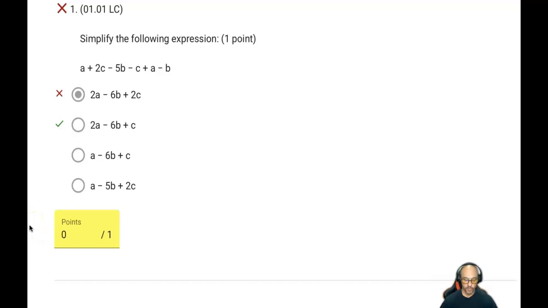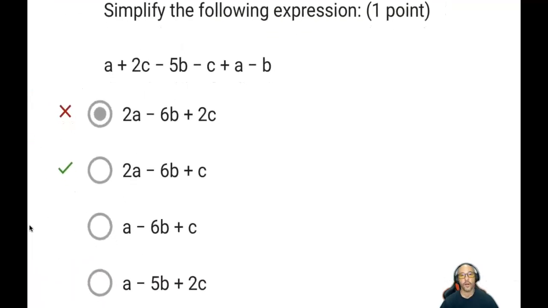All right, so I'm going to go over some of the problems here from 1.01. And this first one says to simplify the following expression. And so that means we're going to combine like terms. And the terms that are alike, A and A, positive 2C, negative C, negative 5B, negative B.